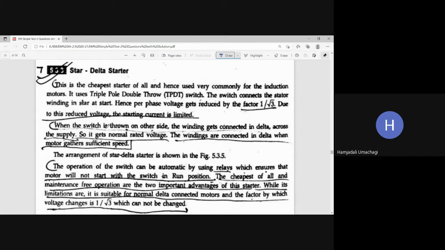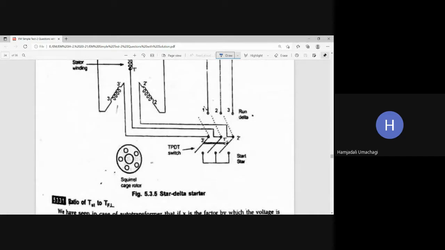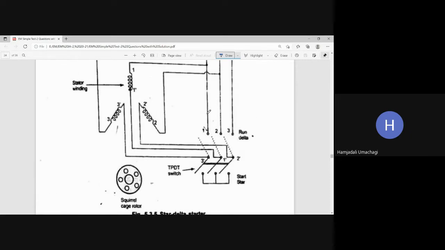Okay, when the switch is thrown on the other side, the winding gets connected in delta across the supply, so it gets normal rated voltage. The windings are connected in delta when motor gathers sufficient speed. So once starting current is controlled at the time of starting by connecting in the star connection, then with the help of the same TPDT switch, it is made to throw on the other side. On the other side, during running condition, that is when motor picks up or gathers sufficient speed, then TPDT switch is thrown onto the other side, that is 1, 2, 3.